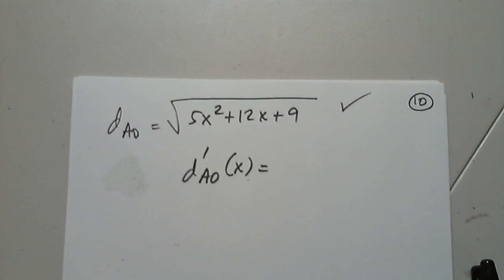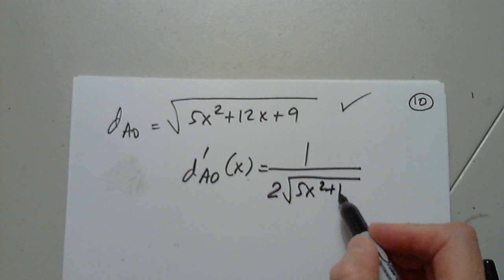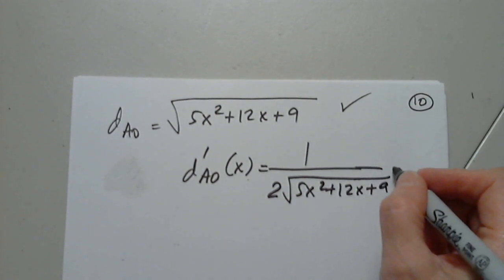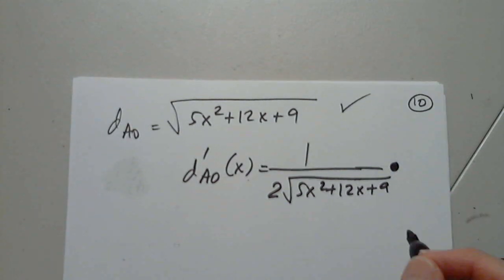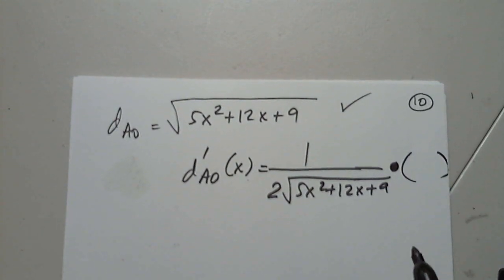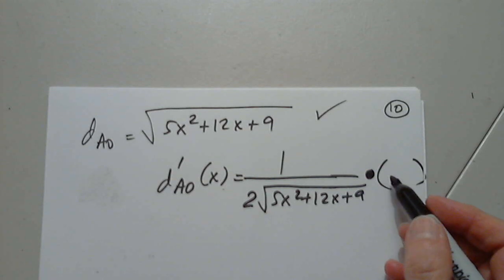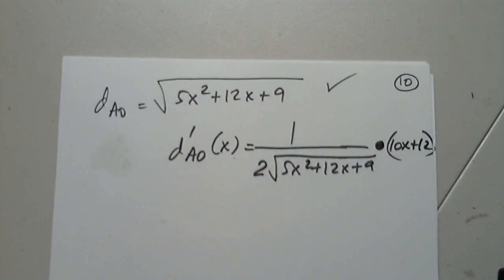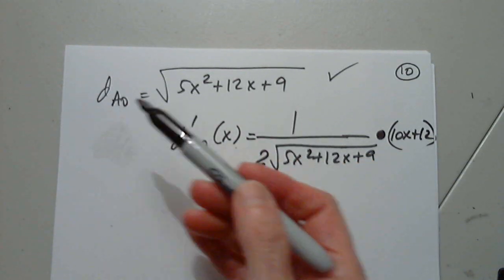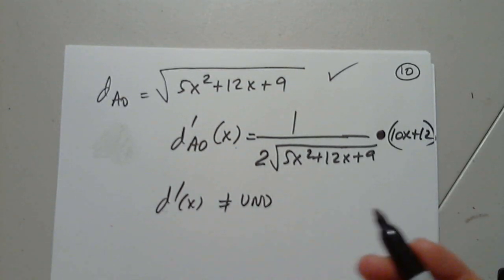Wouldn't it be 1/2 times the square root of the function? Times the inner function prime. Very good. So 10x plus 12. Excellent. So this cannot be 0 because if it's 0, the distance is 0. So d prime of x cannot be undefined. There is nothing. But it could be 0.